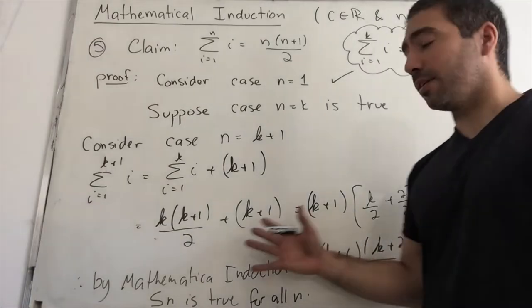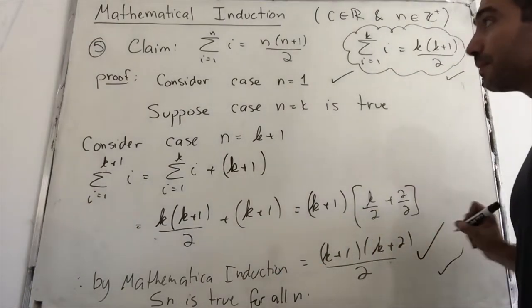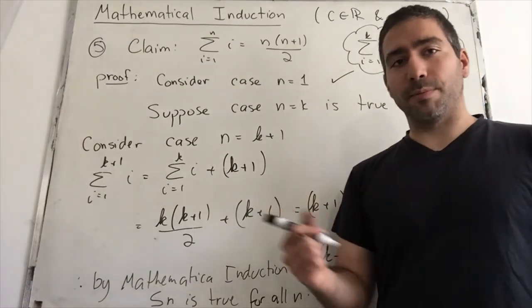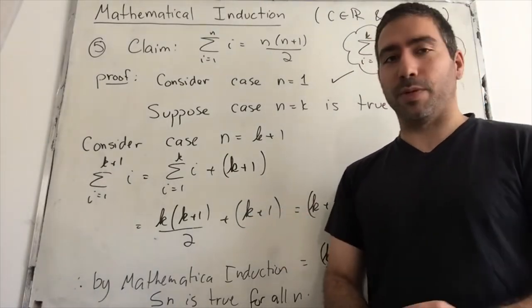Okay, and we're done. This is the proof. Okay, so this is a proof by mathematical induction. Now let's look at the exact same proof using the way Gauss did it when he was 10 years old.